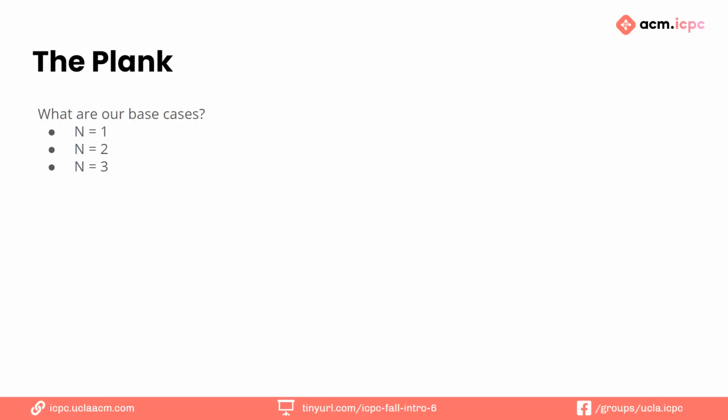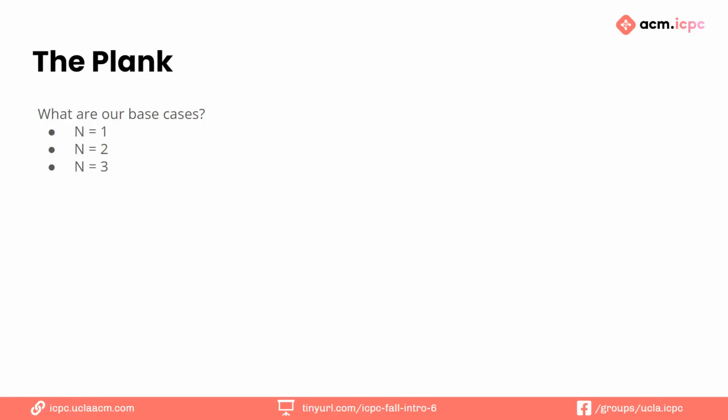4 ways. So it's either 3 planks of length 1, or it's just a plank of length 3, or 1 length 2 plus 1 length 1, and then we can swap the order. Yeah, exactly. It's 4. So these are our base cases.